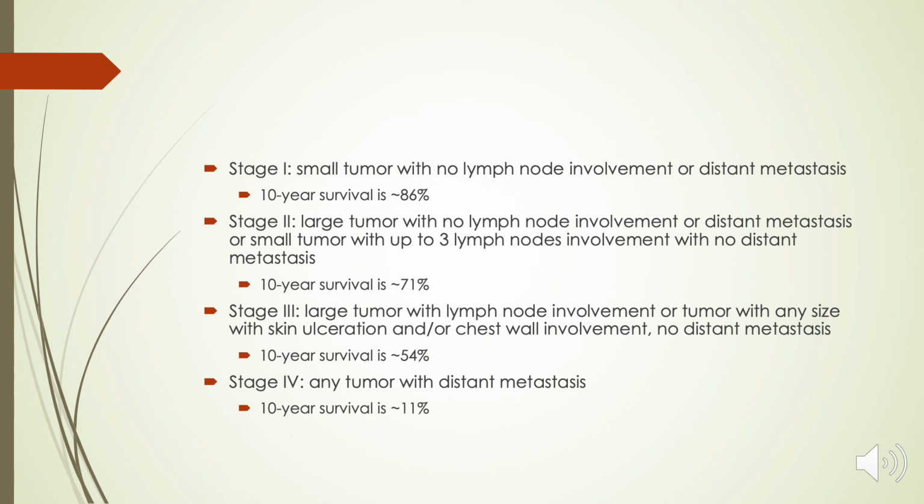Stage 2 are larger tumors without lymph nodes or distant mets, or small tumors with positive lymph nodes, again with no metastasis. They have a slightly lower 10-year survival of 71%. Stage 3 is when you have large tumors with lymph node involvement or tumor of any size that affects the skin and the chest wall, meaning they are T4. Again, no distant mets in either of these cases. The 10-year survival is 54%. Stage 4 is any tumor with any lymph node status but with distant metastasis, and the 10-year survival is only 11%.